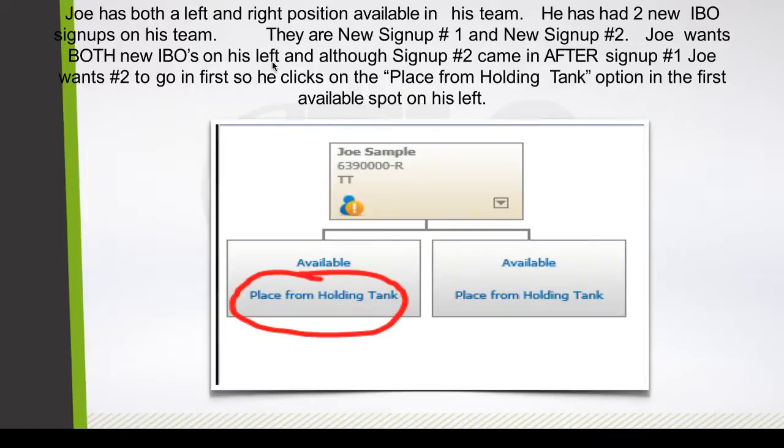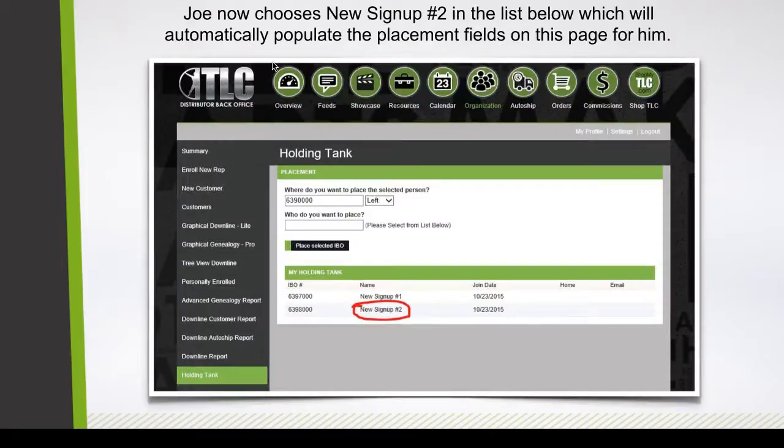So remember, you just brought two new business partners into business. You want to be able to go place them anywhere in your organization. So what you do is you click place from holding tank. And when you click place from holding tank, it takes you directly into your holding tank. You're going to be able to see your first and second IBO that joined you in business.